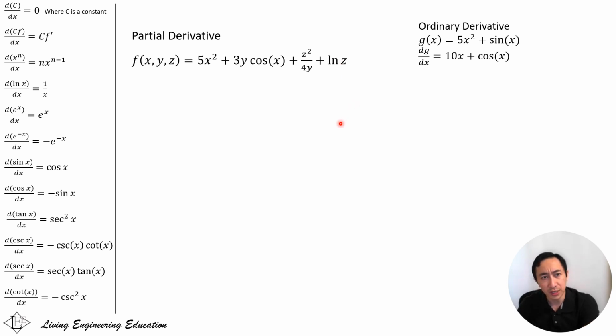So what we're going to do is take the partial derivative of f with respect to x. Separately, we'll take it with respect to y, and then separately, we'll take it with respect to z.